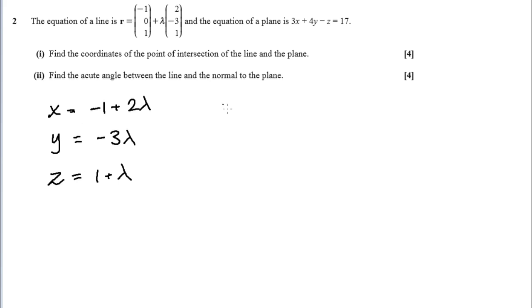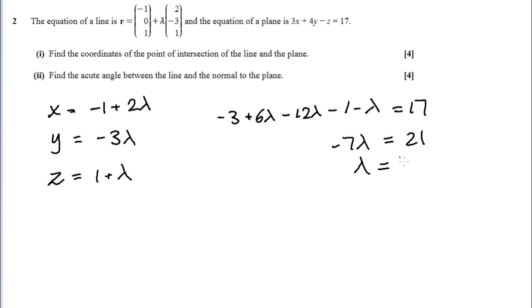With that in mind, we can substitute into this equation to get -3 plus 6 minus 12 lambda minus 1 minus lambda equals 17. So you can just see that I have explained everything. And now move the 4 to the right, which gets us 21 on the right. 6 lambda minus 12 lambda minus lambda gives me -7 lambda, and so we know that lambda has to be -3.